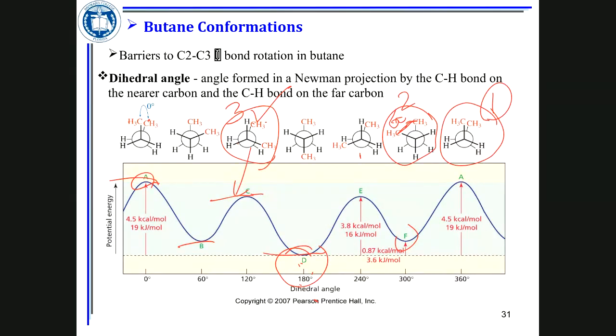So dihedral bond angle: when it's 0, you have the highest energy. When it's 180, you have the lowest amount of energy. And then for B it's 60, and the dihedral angle you have is 120 between the two methyl groups.